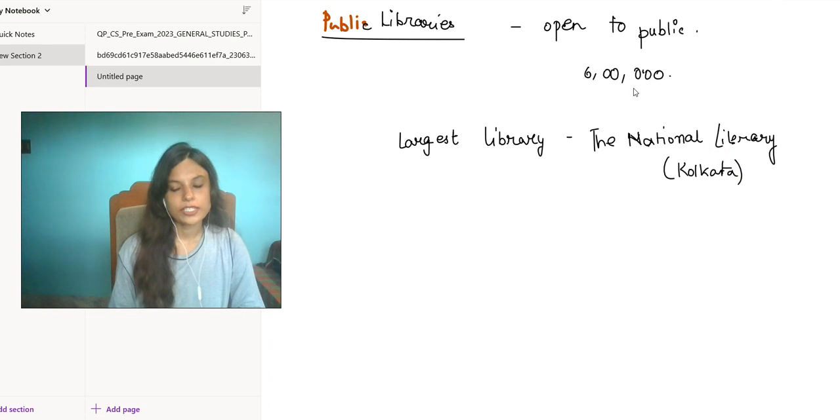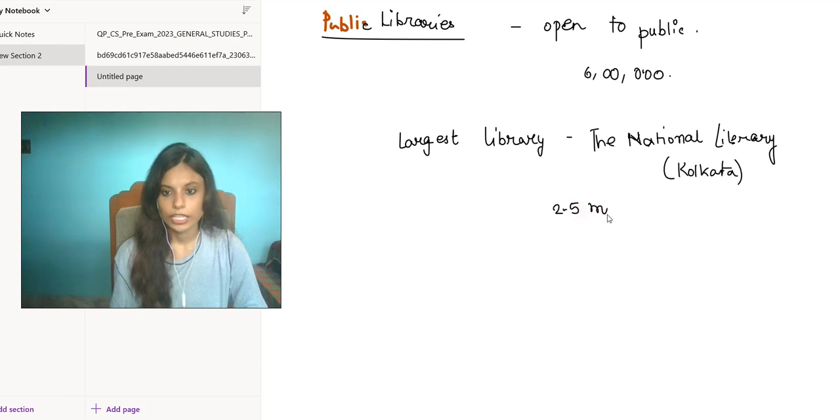As we have discussed earlier, not public library, sorry, the National Library that we were talking about as the example of public library has a collection of over 2.5 million books, and there are manuscripts, there are maps, and there are so many other things.